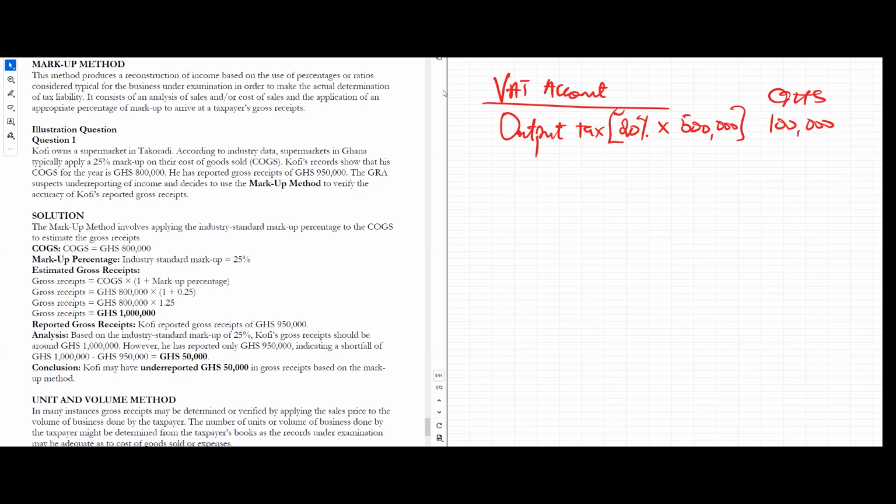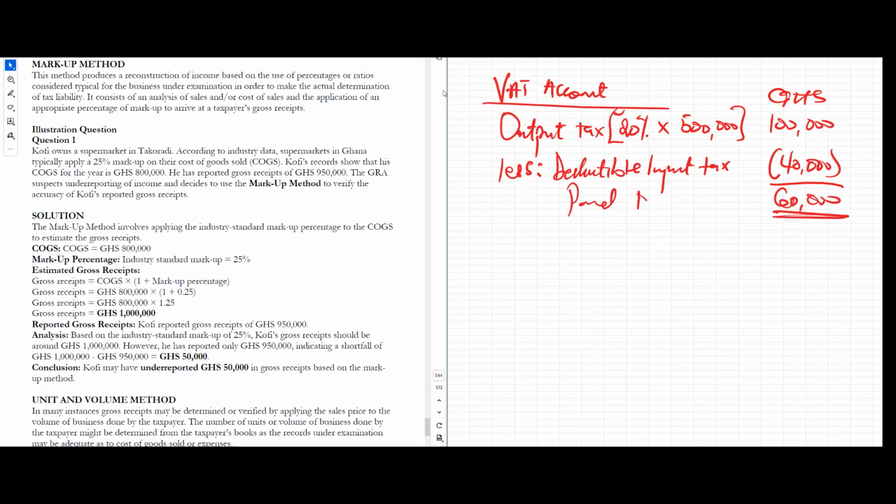Do you all agree? Then yes, please. There's what we call our input taxes, our deductible input taxes. Not all input taxes can be claimed, and that's what we are going to learn. So we learn our deductible input taxes, and they are saying that they had tax of 40,000, so they ended up with 60,000, which was paid to the GRA. Can you see that? So this is what they ended up paying to GRA.